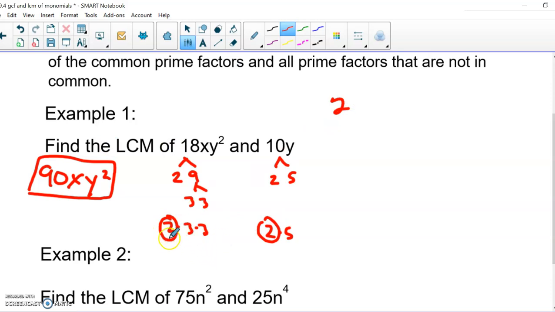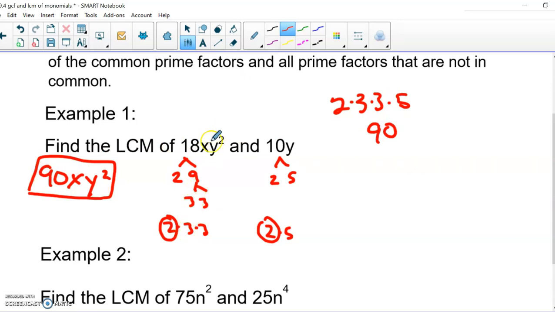And then we have to throw everything else in. So this one has 2 3's, and this one has a 5. So 2 times 3 is 6, times 3 is 18, times 5 is 90. And boom, there we are.